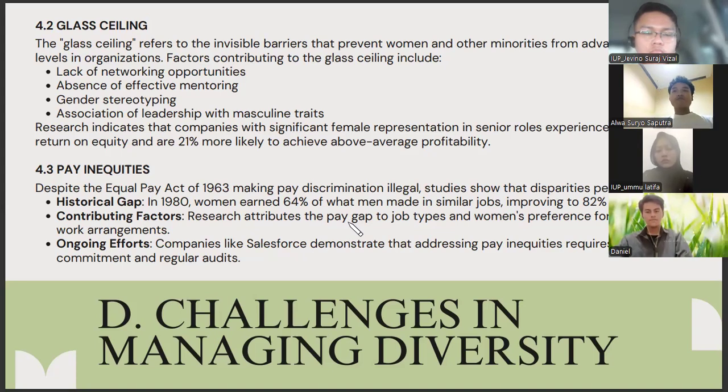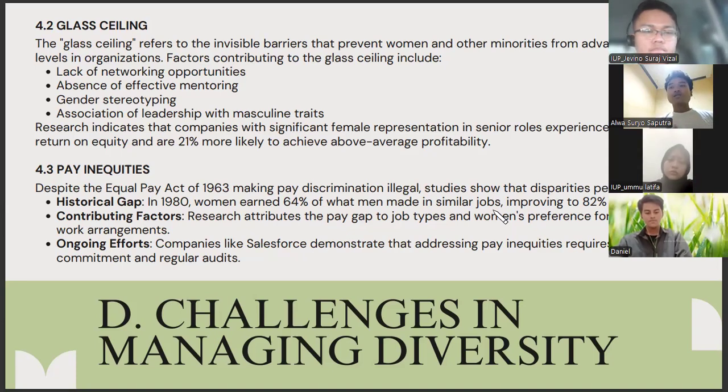Next, 4.3 pay inequities. Pay inequity between men and women remains a significant challenge in workplace diversity. Despite the Equal Pay Act of 1963 making pay discrimination illegal, studies show that disparities persist.